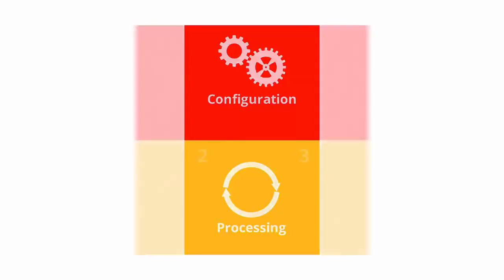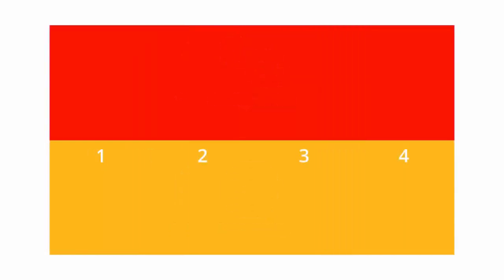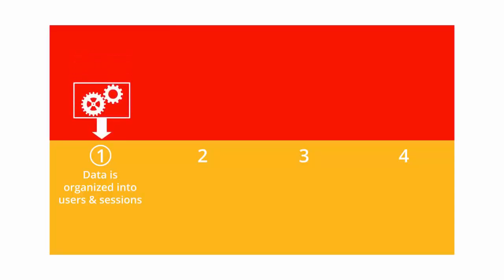During processing, there are 4 major transformations that happen to the data. You can control parts of these transformations using the configuration settings in your properties and your views. First, Google Analytics organizes the hits you've collected into users and sessions. There is a standard set of rules that Google Analytics follows to differentiate users and sessions, but you can customize some of these rules through your configuration settings.